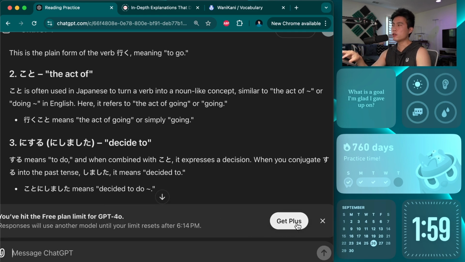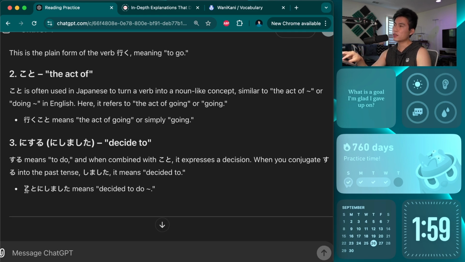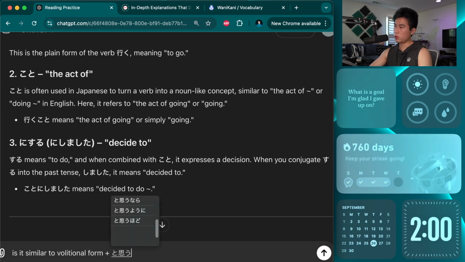Interesting. Kind of surprised that I didn't know that. I guess I never used that. There was another one that I learned. It was the volitional form with to omoimasu or to omoteimasu. It's like deciding to. Let me ask. Is it similar to volitional form plus to omoimasu?